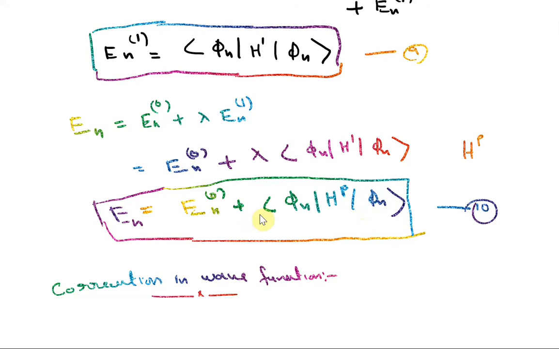So here we have the lambda factor also coming in, so it became Hp. So this is the first order energy corrected value. En is the new energy, this is the unperturbed energy, and this is the correction factor. Hp is the correction term associated with the Hamiltonian kind of.